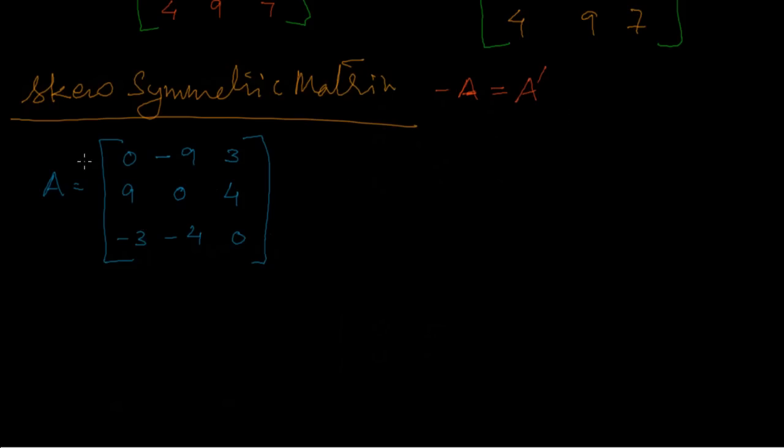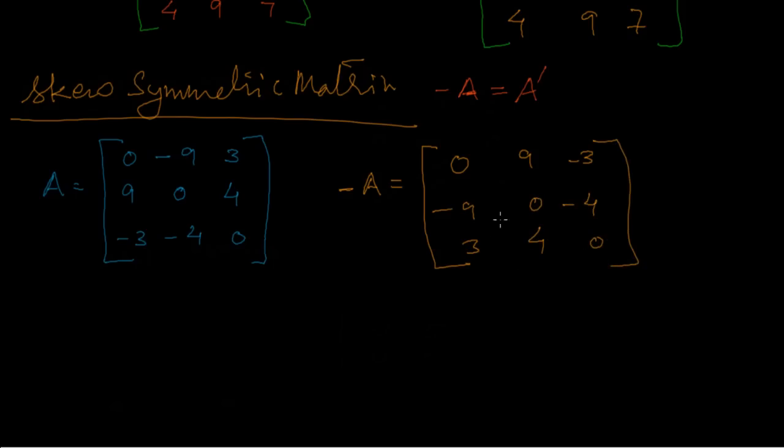So first we find the negative of A. I have already explained earlier how to get the negative of a matrix. If we multiply all the elements by negative, we get 0, 9, minus 3, minus 9, 0, minus 4, 3, 4, 0. So this is the negative of A.